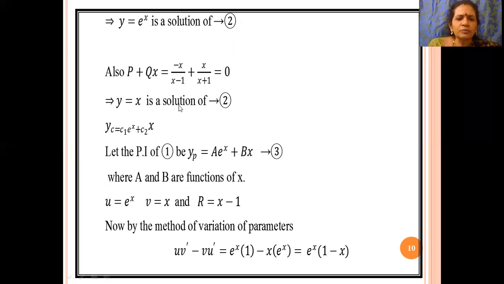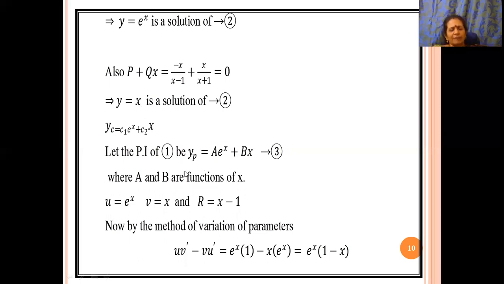Similarly, using the second one, another inspection method, we find this is also satisfied by the inspection method. So from this we got the complementary function is x. So CF is y is equal to x, a solution of 2. Using these two we can write down the yc. The yc formula is c1 into u plus c2 into v, right? u is equal to e power x, v is equal to x, right?